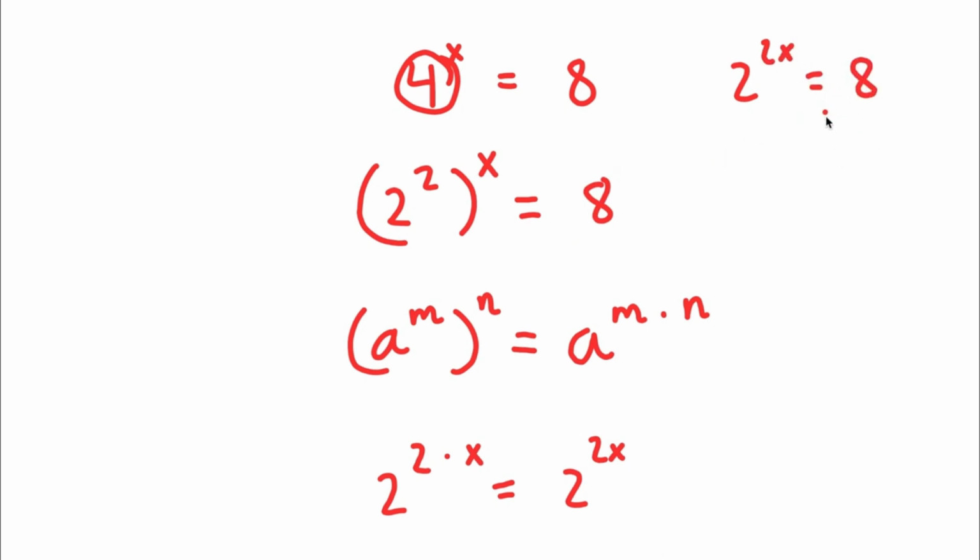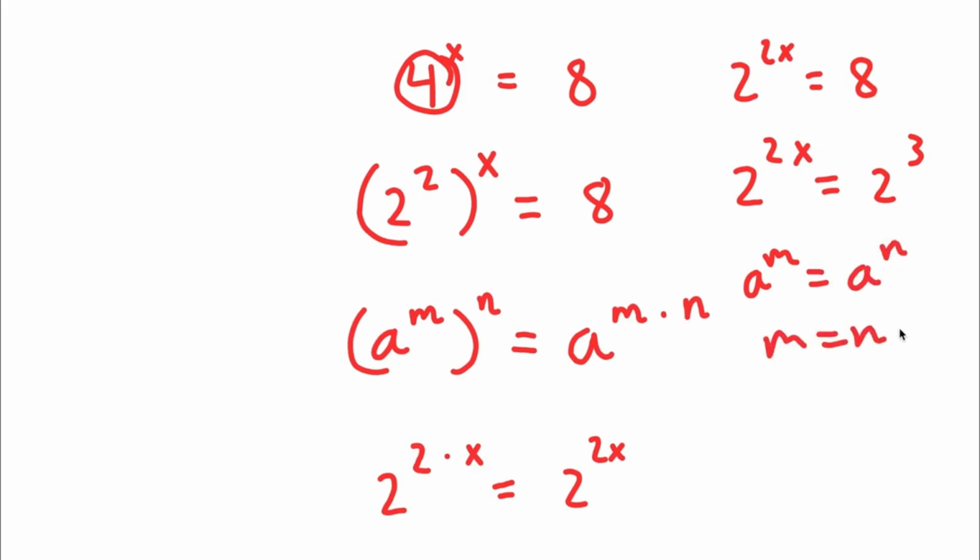Now 8 I can rewrite as 2 to the power of 3. So now I have 2 to the power of 2x is equal to 2 to the power of 3. Now, if you guys didn't already know, if I have something in the form a to the power of m is equal to a to the power of n, this means that m is equal to n. So in this case, 2x is equal to 3.